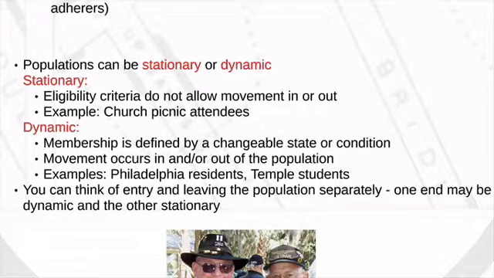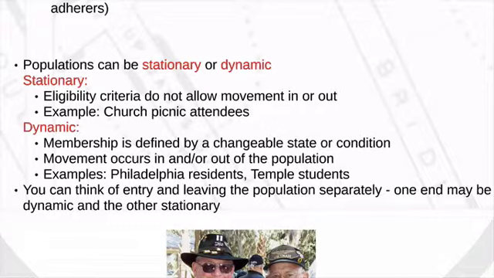So the alternative to a stationary population is a dynamic population. And this is one where membership is defined by something that can be changed, and thus movement occurs in and out of our population. So the best examples for this, I believe, are geographic.